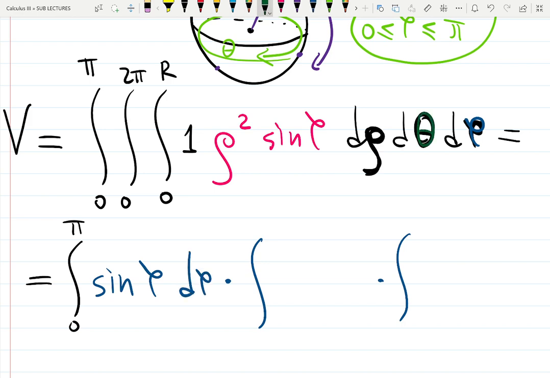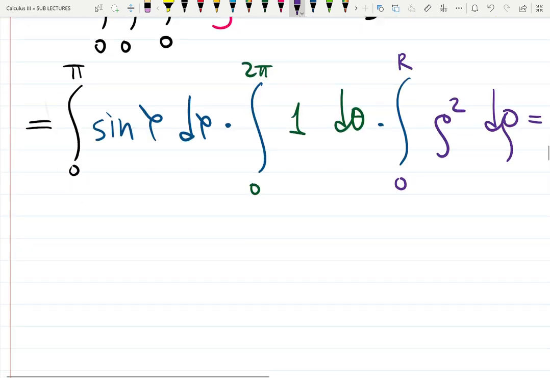Next one, theta. D theta will be taking out from 0 to 2 pi. Do you see any functions in terms of theta? Just 1. Yeah, there's no, so it's just 1. The last one is rho. Order doesn't matter here because all are numbers. Remember, you can only do that with limits of integration which are numbers. You cannot do it with functions. Rho is from 0 to r. Do you see functions with rho? Rho squared.